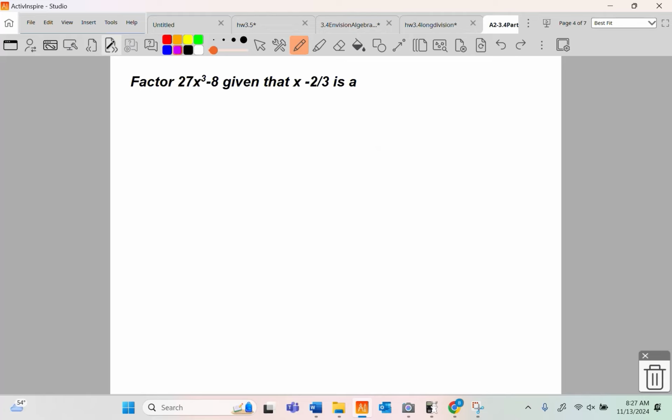Before we do it with synthetic division, what pattern is that? Gracie, what is it? It's an A cubed minus B cubed pattern. That's a 3x cubed, take away a 2 cubed. How does an A cubed minus B cubed pattern factor?